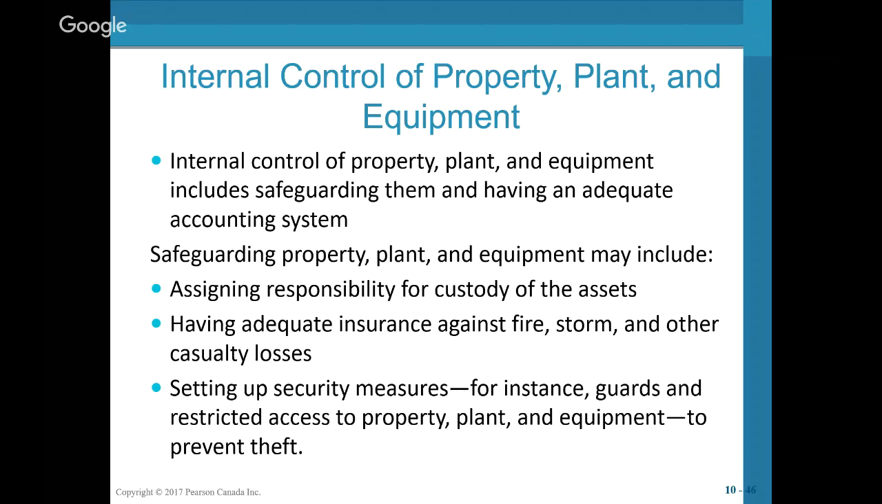Okay. We then have to talk about the internal control around property, plant, and equipment. The idea here is that it includes safeguarding them, having adequate controls over our property, plant, and equipment, making sure we've got insurance for fire, storm, and other losses, making sure we've got good security on hand, and so on. As an example there, if you look at the projector, for those of you sitting in the classroom right now, it's bolted to the ceiling. It's using security screws. So they've got some controls in place to help prevent theft or loss of the expensive stuff in the room there.